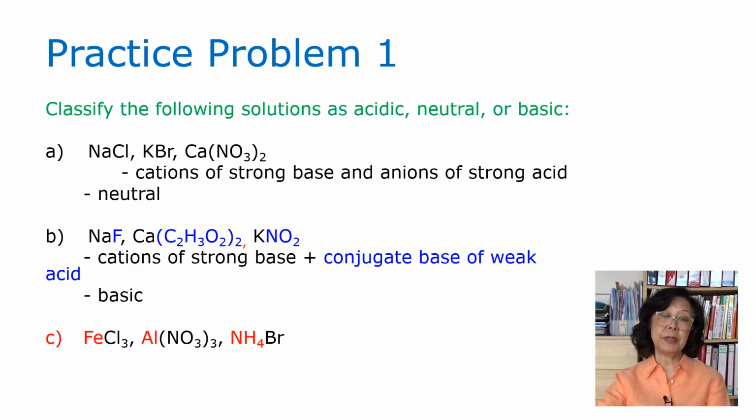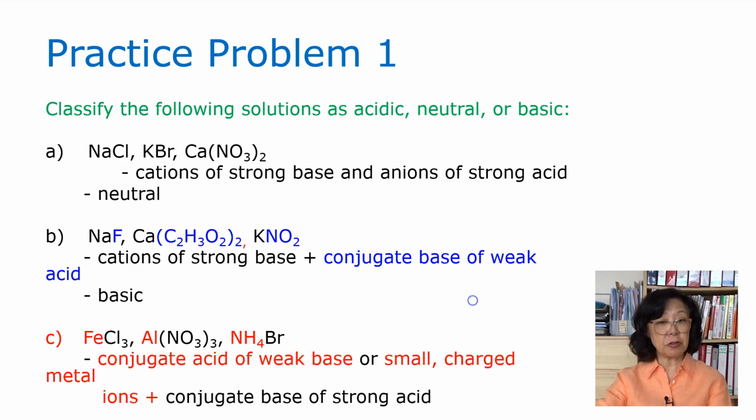The last group: iron 3 chloride, aluminum nitrate, and ammonium bromide. Again, we don't need to pay any attention to the chloride, nitrate, or bromide ions. They do not contribute to pH. However, the Fe3+, Al3+, and ammonium +1 ion contribute and donate a proton when they are dissolved in water. Therefore, the solution is acidic.